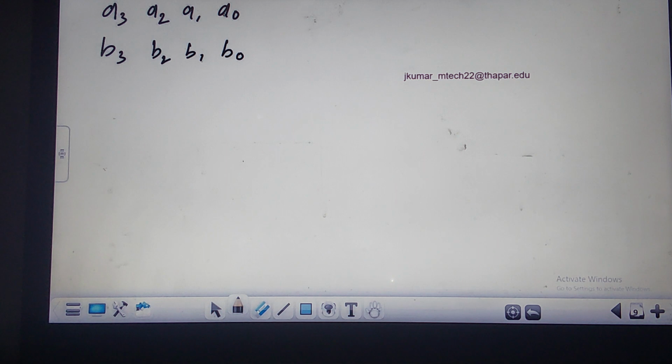Correct? A0 is the least significant bit and A3 is the MSB. You agree with me? A3 is the MSB.